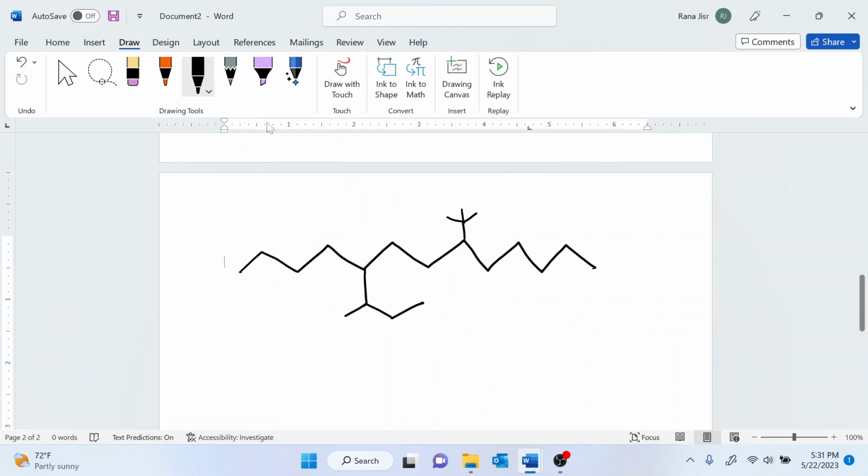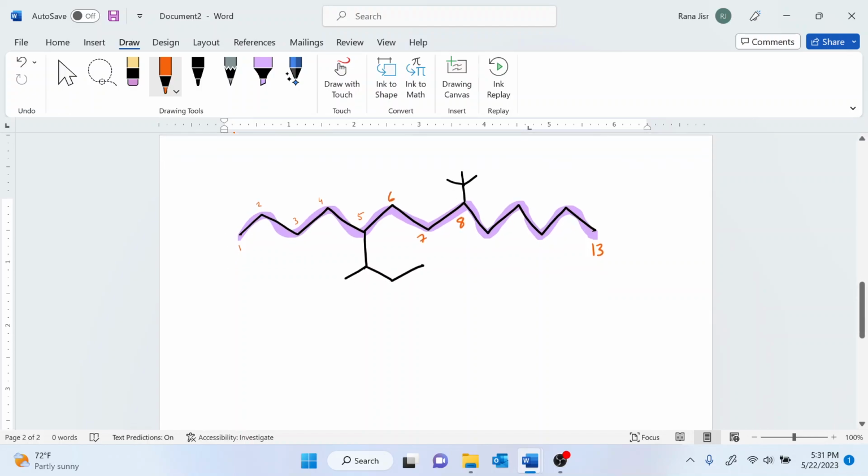The first thing that you do is you choose your longest carbon chain. So this is going to be my longest carbon chain, and start numbering from the end that gives the first substituent the lowest number. If I start numbering from here, it's going to be 1, 2, 3, 4, and 5. Here is going to be 1, 2, 3, 4, 5, and 6. So definitely we're going to start from the other end. This is a chain of 13 carbons. So this is 5, this is 6, 7, 8, and 13 in there.